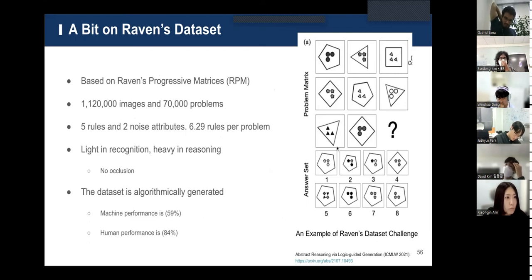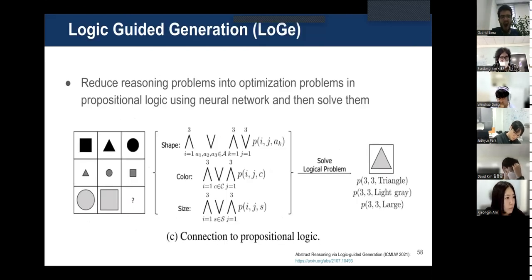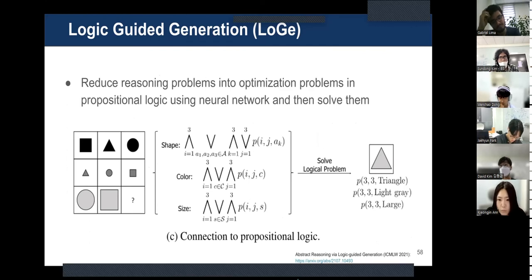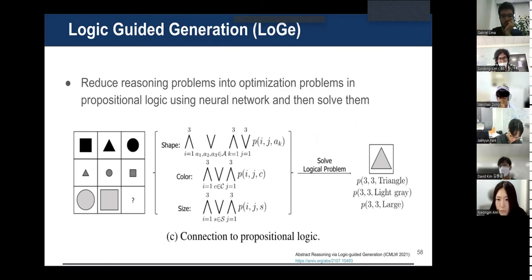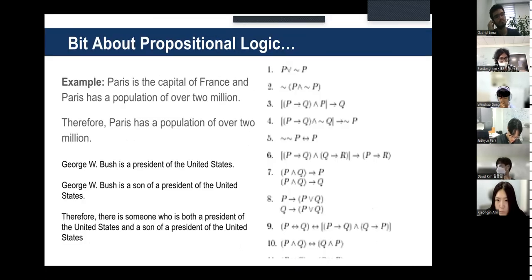And in this paper, they are trying to take a very novel approach to solving this kind of problem. They are trying to turn this reasoning problem into an optimization problem. First of all, how they do it is that they convert these problems into a propositional logic problem, and then try to optimize that propositional logic problem. So if you need a refresher about what propositional logic is, this is the thing that we all learned in that discrete math class: Paris is the capital of France and Paris has a population of over 2 million. So therefore, Paris has a population of over 2 million.